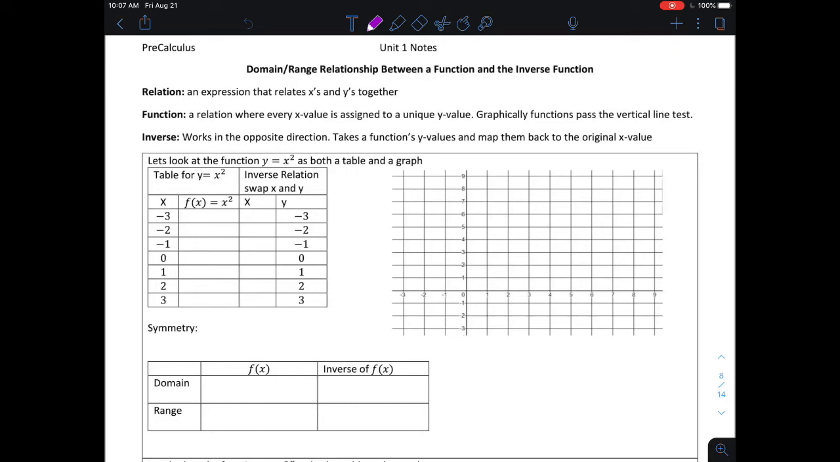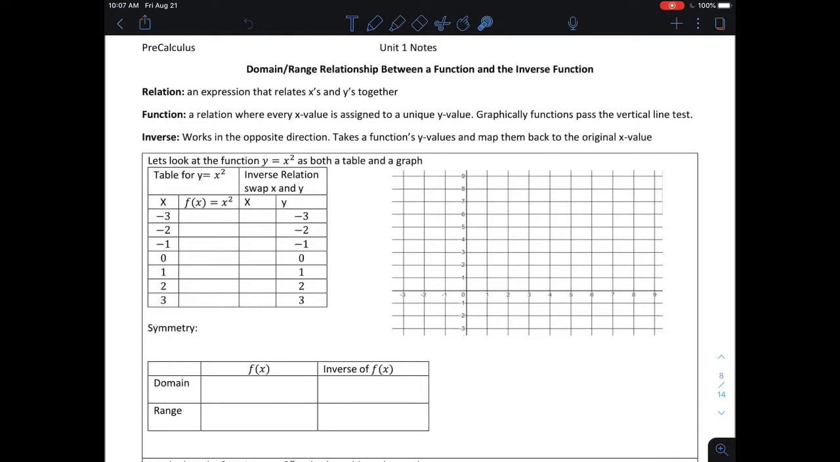In this video, we're going to look at the relationship between the domain and the range of a function and its inverse. And we're going to start with more of a graphical and a table approach to see these relationships that take place. A couple of terms for us to define first: the word relation represents an expression that relates any x and y together.